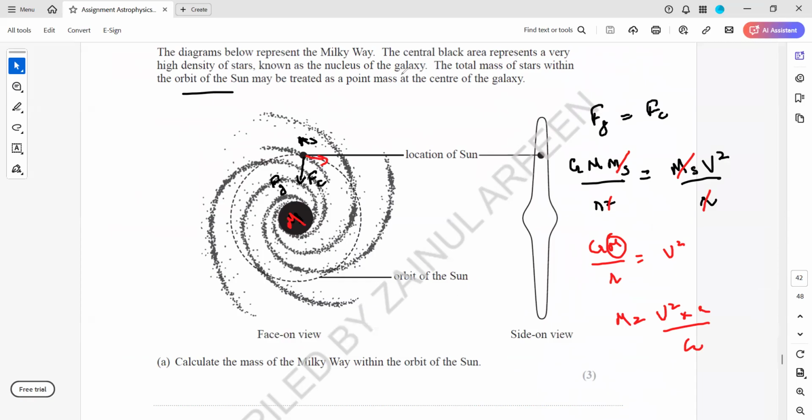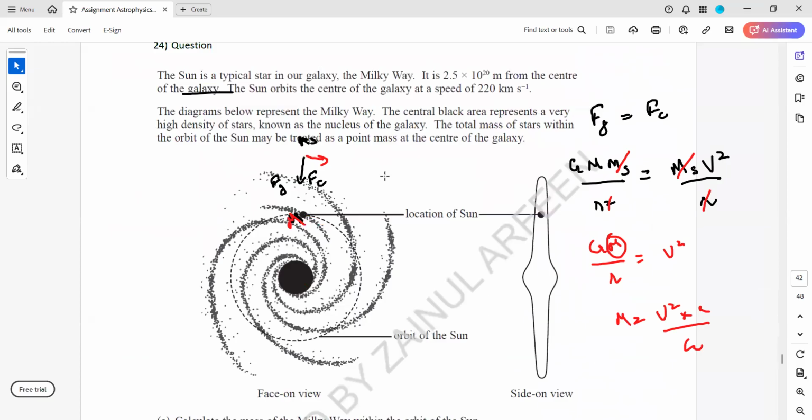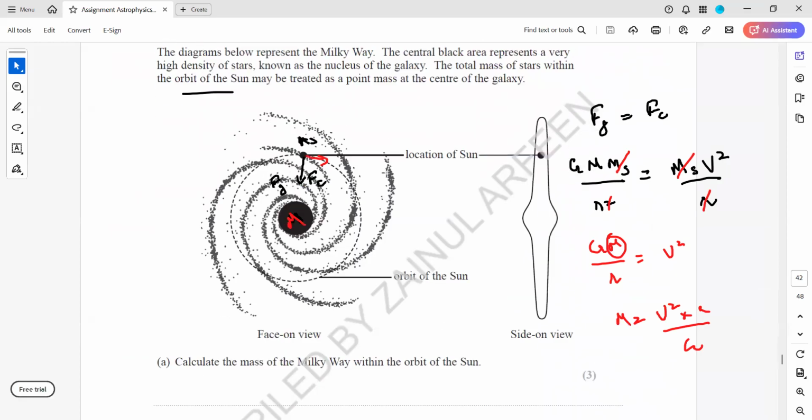v is the speed at which the sun was moving. What was the speed? It was 220 kilometers per second. G is the gravitational constant. According to Newton's law of gravitation, when we have two masses m1 and m2 whose centers are separated by distance r, the force between them is given by the formula G m1 m2 over r squared. G is called the gravitational constant. It is a fixed value. It will be given in the exam.